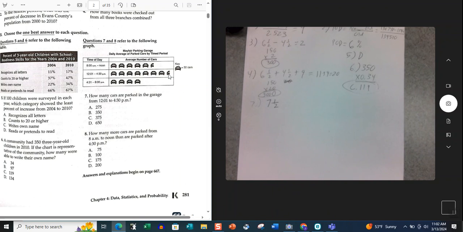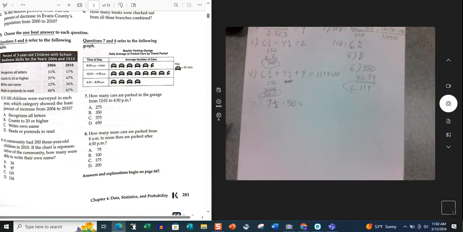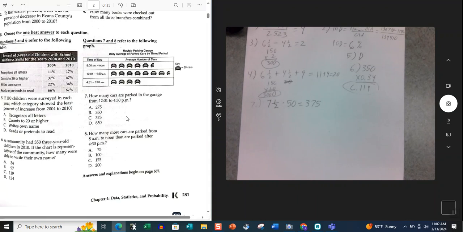Okay, now each full car is worth 50 cars. So what we could do is multiply this 7 and a half by 50. So we put that in our calculator. We'll clear this out first. Press second, N over D. We'll hit 7, right arrow. We'll hit 1, down arrow. That'll be 2. Right arrow times 50. And that gives us 375. That's how many cars are parked. Okay, so 375 is C.